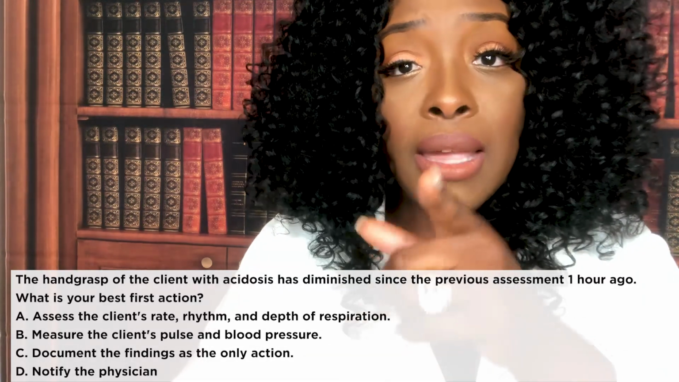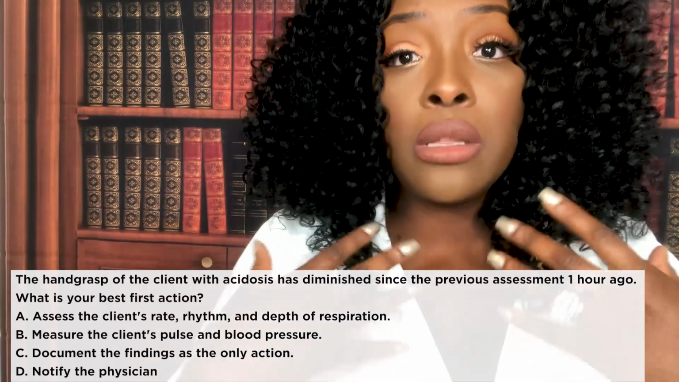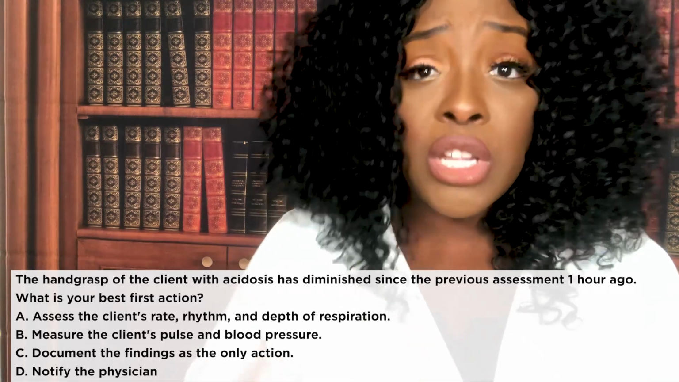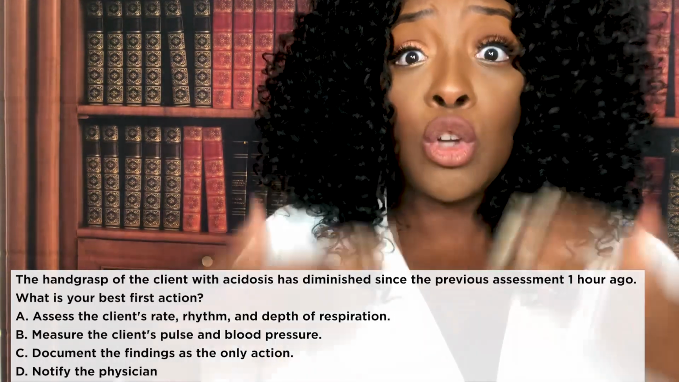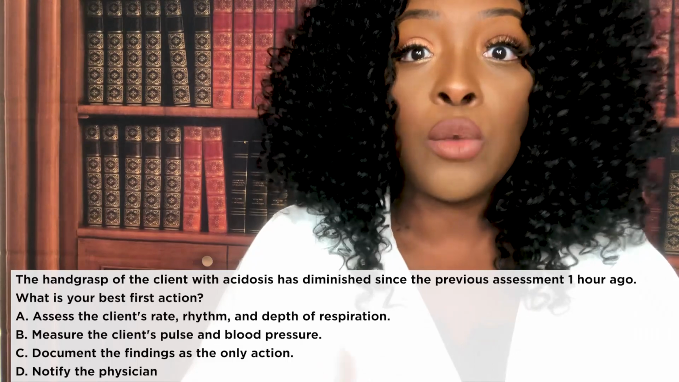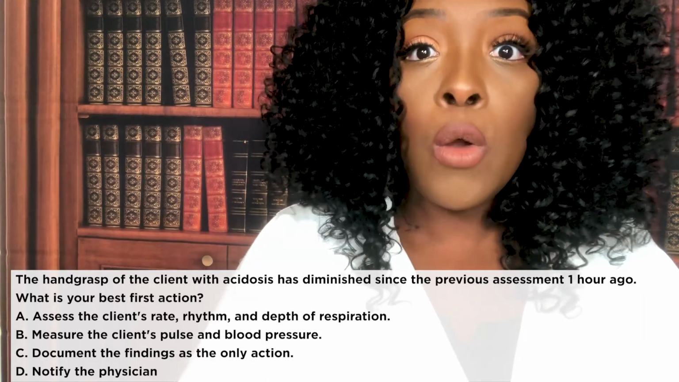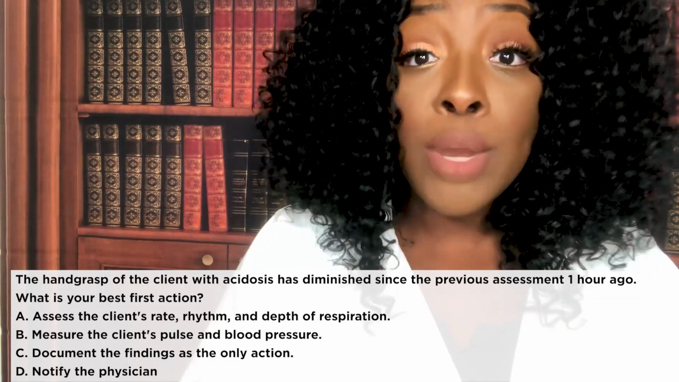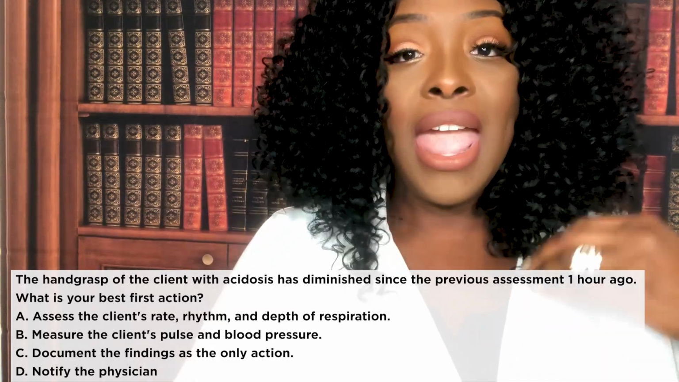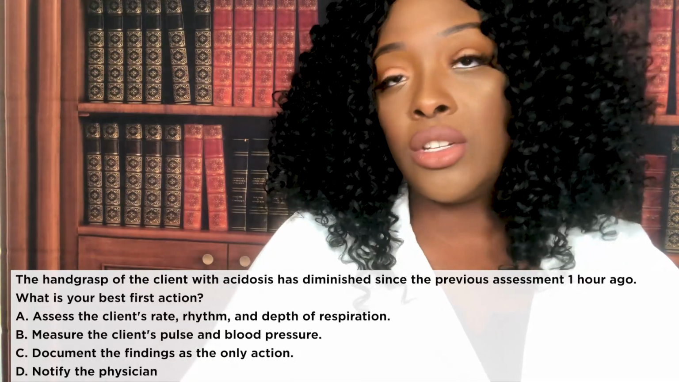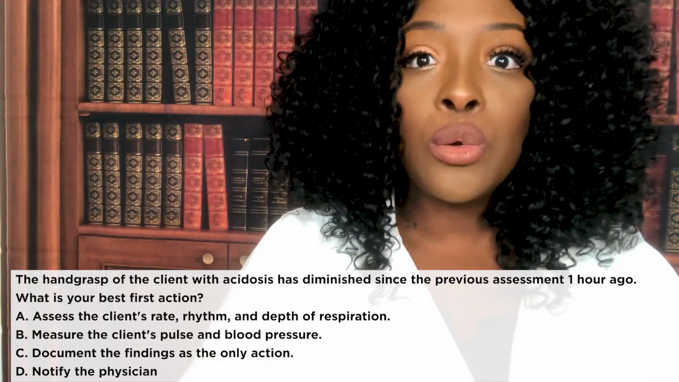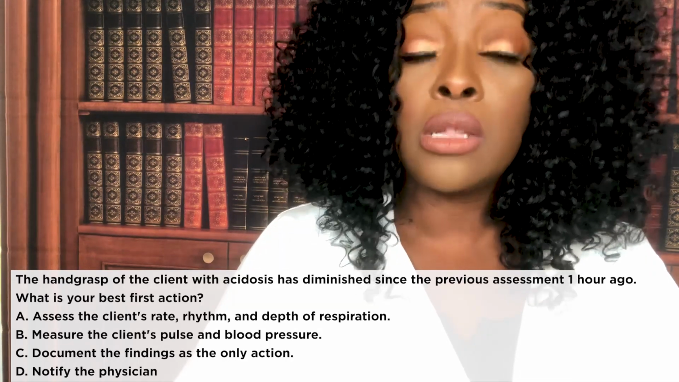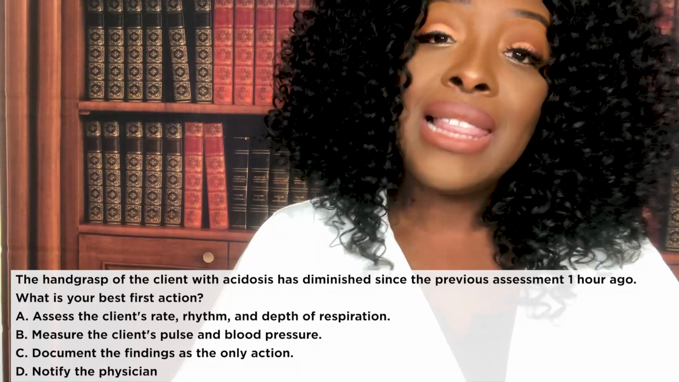A, B, C, airway. We got to make sure that patient's breathing. Yes, we care about the heart. And immediately after we make sure our patient's breathing, we're going to check the heart rate. But we want to make sure our patient is breathing. So we're going to check the respirations first, because we know that along with acidity comes hyperkalemia. Along with hyperkalemia comes muscle and nerve relaxation. Decreased excitability. So we want to make sure those muscles supporting the respiratory system are working, and that patient is breathing like they're supposed to.